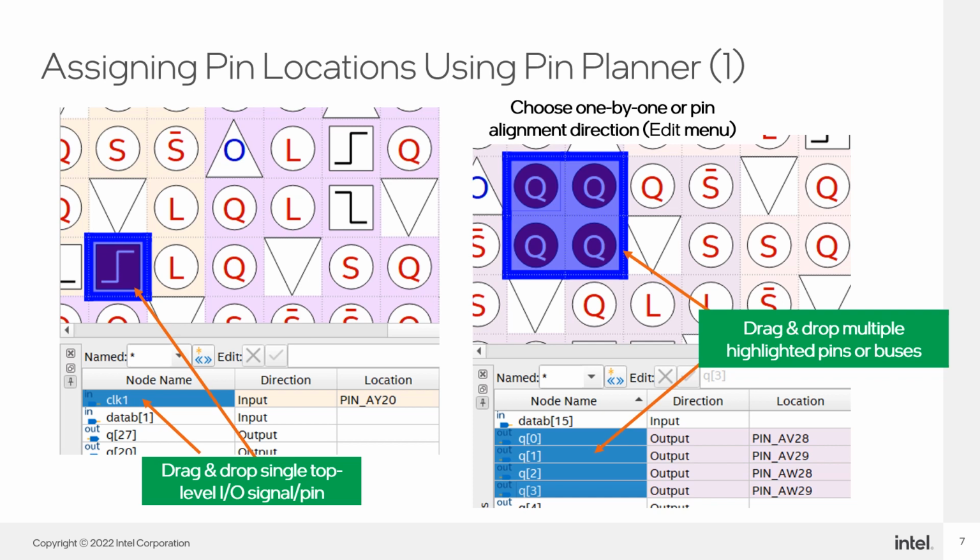You can also choose to assign all the selected signals in a particular direction. When you select one of these options from the Edit menu, all the selected signals get attached to the cursor in the direction selected.